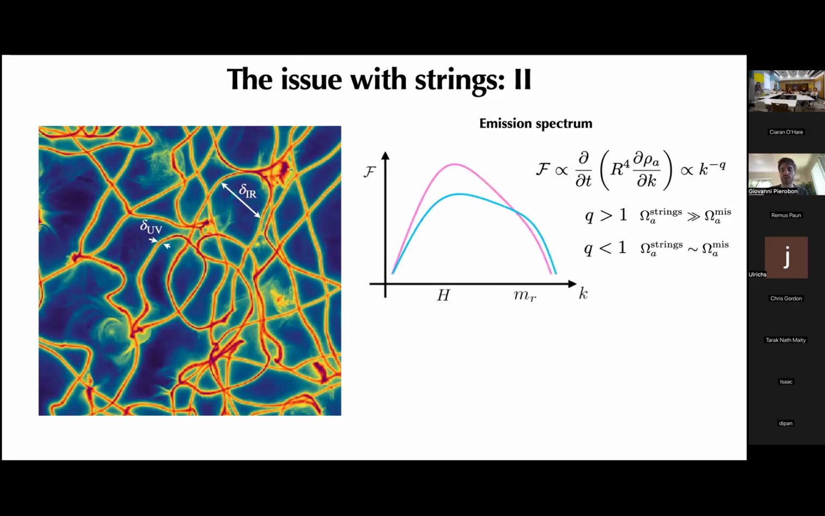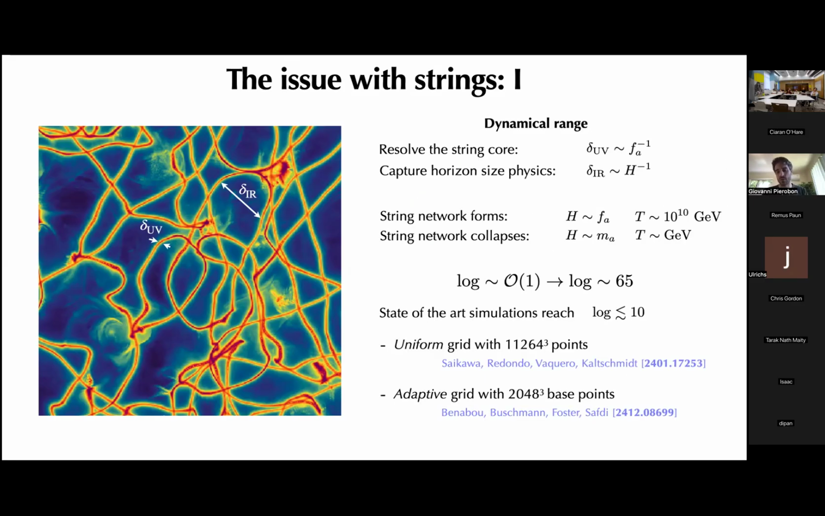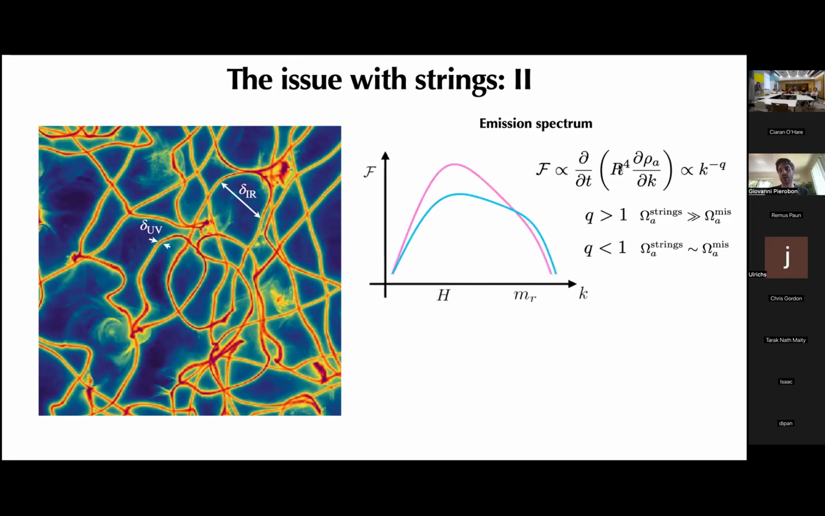Now, what is the actual quantity we want? What I want to say here is that from log equal 10 to 65, you're very far from the real answer, and you kind of need an extrapolation. What you need to extrapolate is how many axions you have been producing from the strings, and this is done from the emission spectrum.